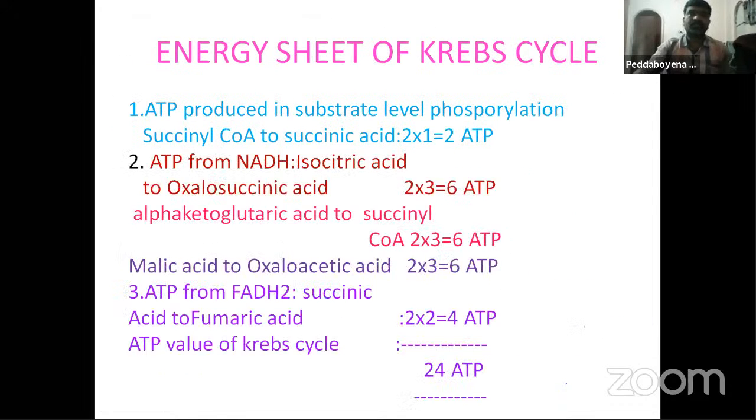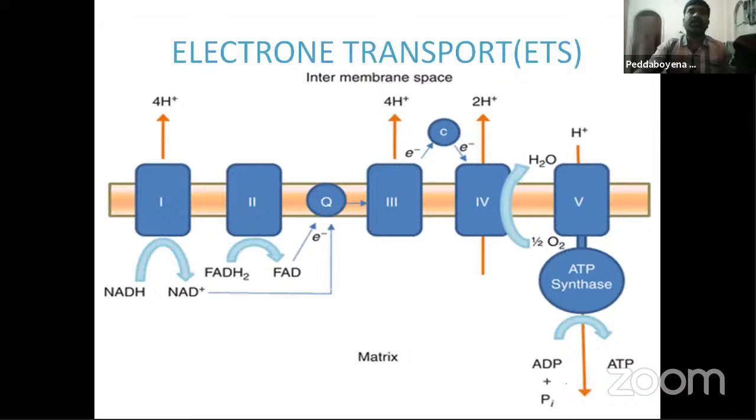So now let us discuss the electron transport system. In the electron transport system, this side is the matrix, and this outer side is the inner membrane space. This process occurs in the inner mitochondrial membrane.